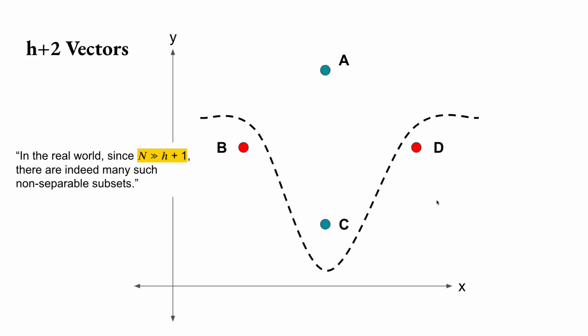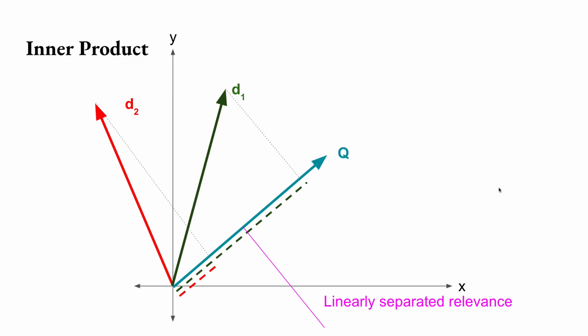So what is this emphasis on linear about? Well, inner product is an operation that linearly separates two subsets. So if I had a query Q, a document D1 and a document D2, and these are all embeddings, let's say embeddings in two-dimensional space.